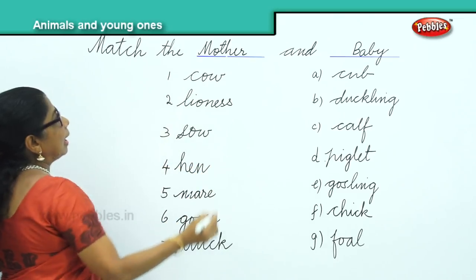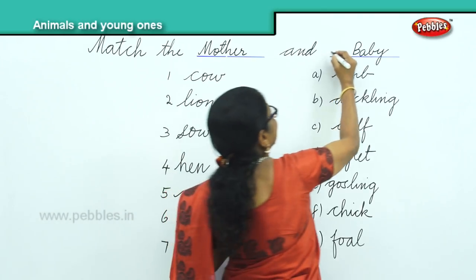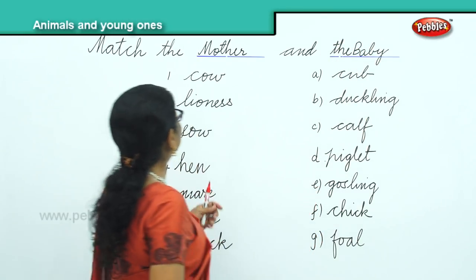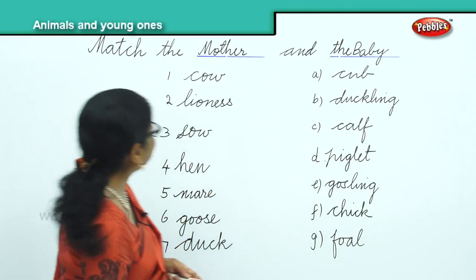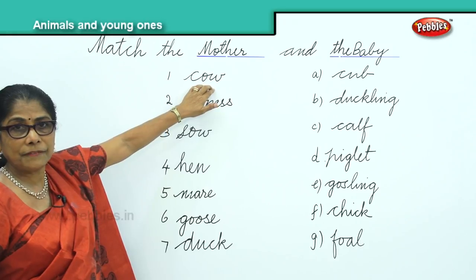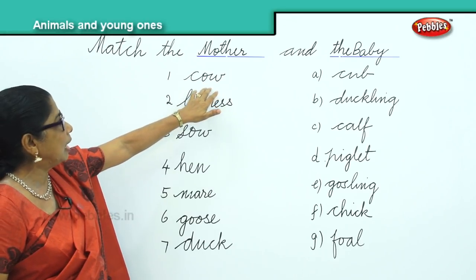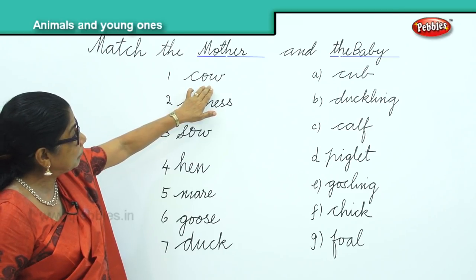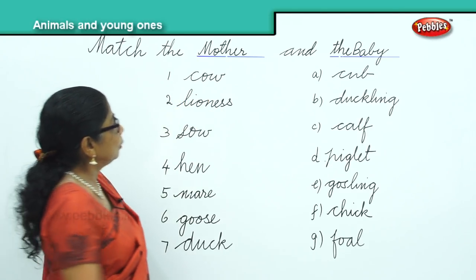The mother and the baby. So we have your babies, we have your mothers. Let's do some matching now. Cow, female cow, mummy cow. Let's find the baby. Where's the baby? Cow. You have calf.